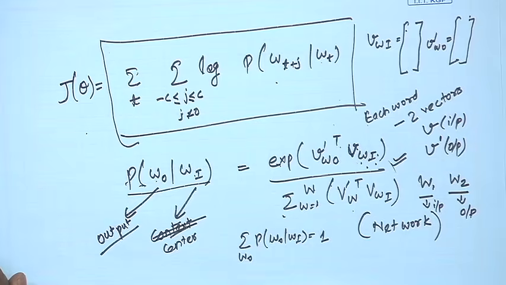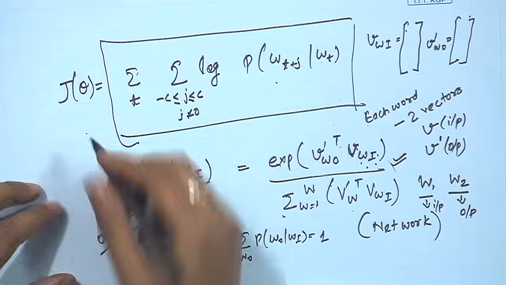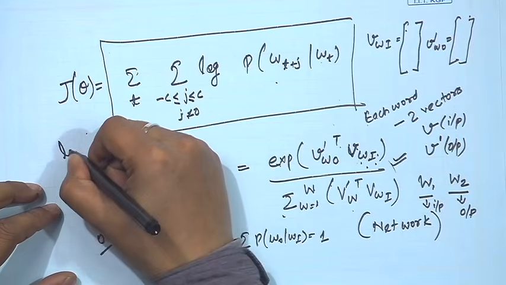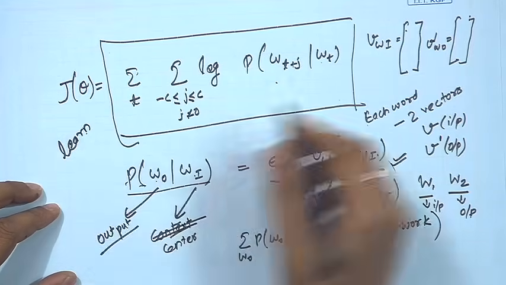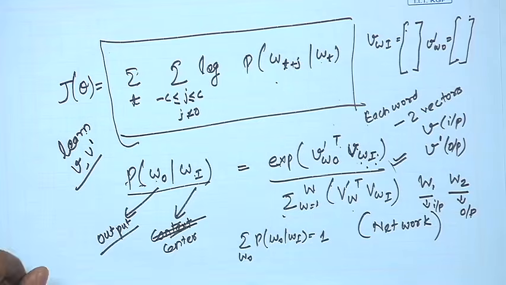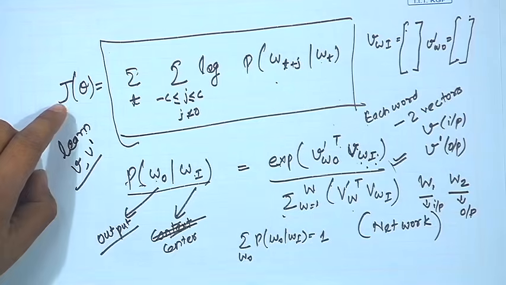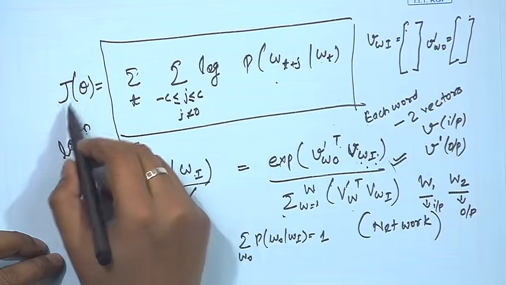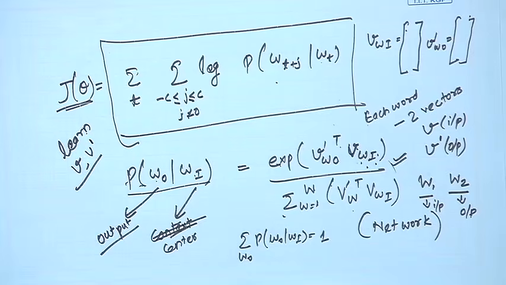This is my objective function. Now what is my objective? I want to learn my V and V prime. So I will try to learn my V and V prime such that this is optimized, and for that there is a simple way, that is you can use gradient descent algorithm.